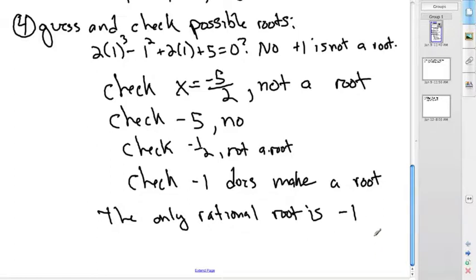That is the rational root theorem. I will do another video with a different example.